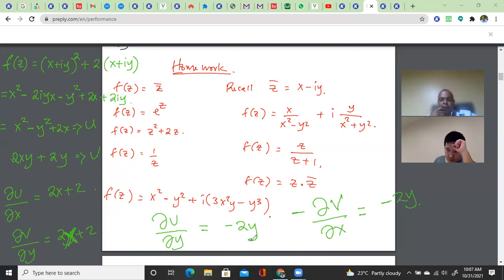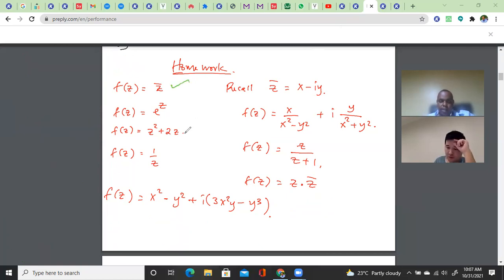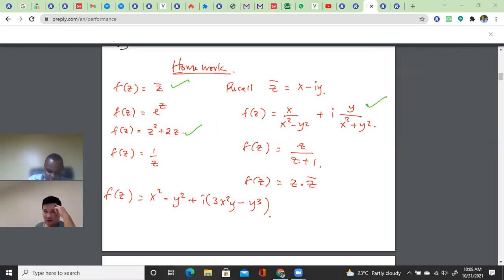Okay, you did another one? I did in the second column, the first one, this one. It's not analytic as well. I just started to use it, I didn't make any simplifications.